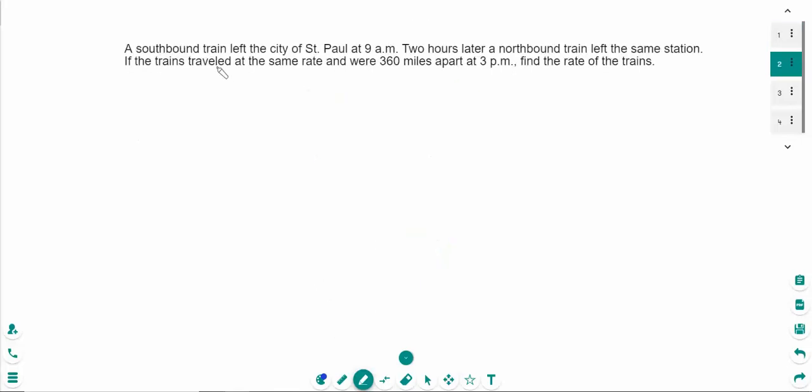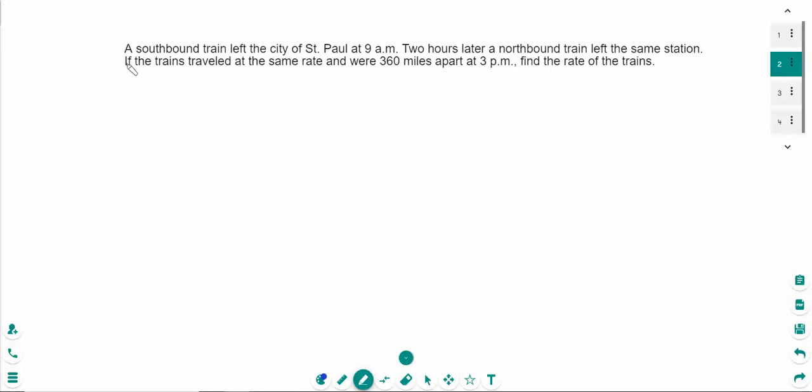All right, so we have a southbound train, and it left the city of St. Paul at 9 o'clock a.m. 2 hours later, a northbound train left the same station. If the trains traveled at the same rate and were 360 miles apart at 3 p.m., find the rate of the trains. Okay, there's a lot of words there that we need to work out. So as always, the first step is to draw a picture.